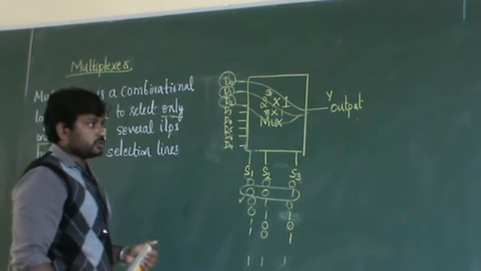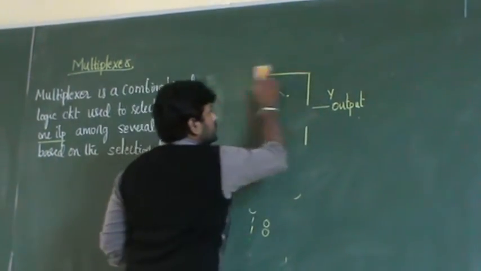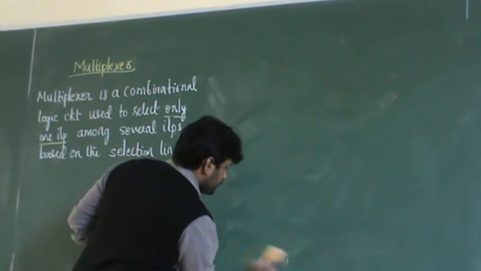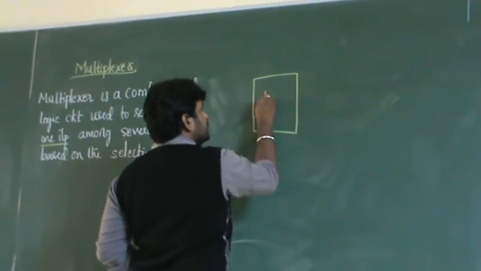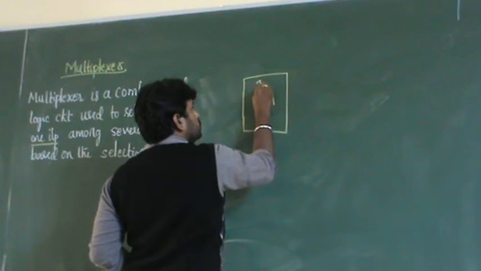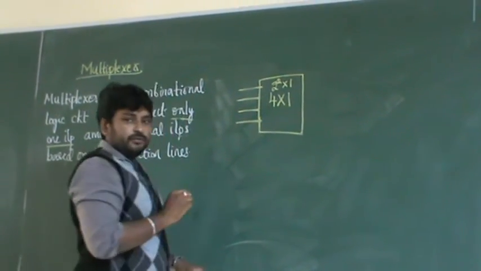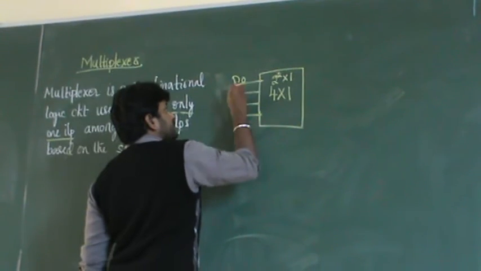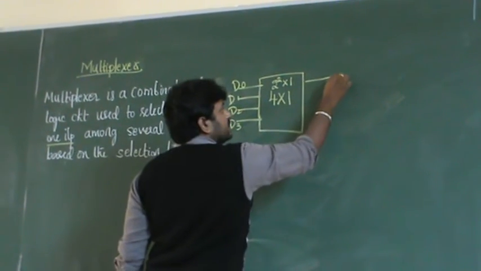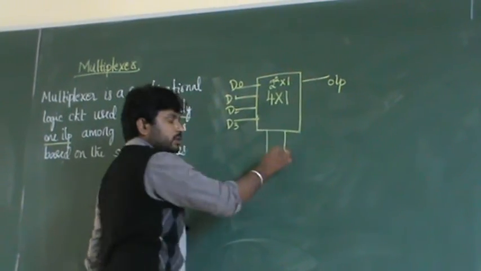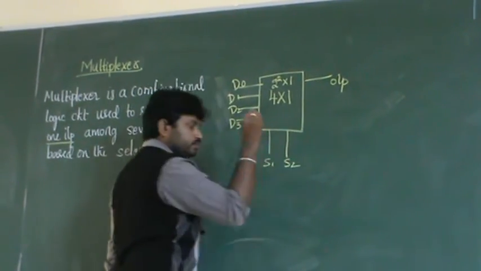I hope you have understood how this 8 cross 1 mux will work, and again I will show how a 4 cross 1 mux will work, so that you will be perfect with the concept of multiplexer. 4 cross 1 is nothing but 2 to the power of 2 cross 1, right? So how many inputs will be there? There will be 4 inputs, represented as D0, D1, D2 and D3, and again only a single output. How many select lines will be there? S1 and S2.